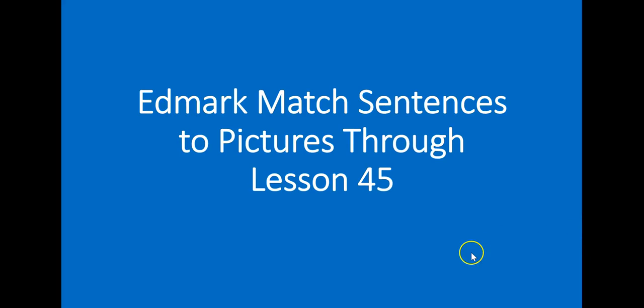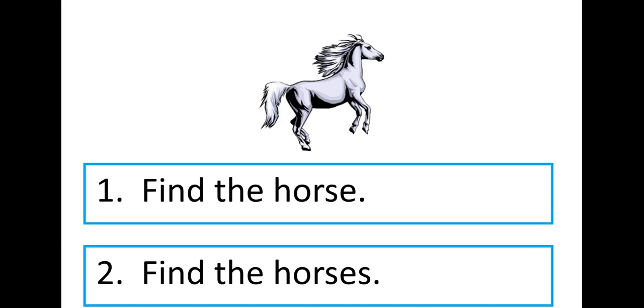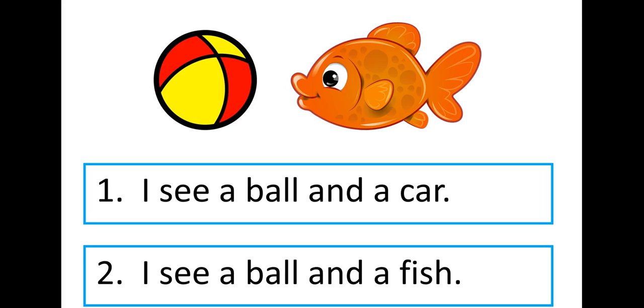Edmark matched sentences to pictures through lesson 45. Click on the sentence that matches the picture. Read the sentences and touch the one that matches the picture. Find the horse. Touch the sentence that matches the picture.